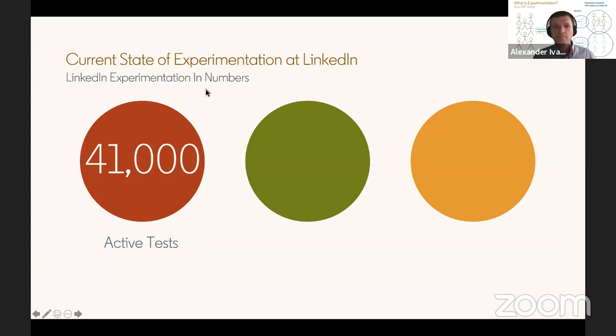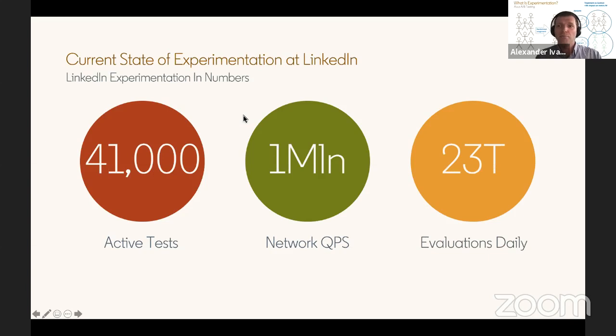Yes. Great. So this is the current state of the experimentation at LinkedIn. And at the moment, we have about 41,000 active test entries present in our system. We serve up to 1 million network QPS, and we perform around 23 trillion experimentation evaluations daily. So please do not mix those with network evaluations, because those are two slightly different things and different numbers.